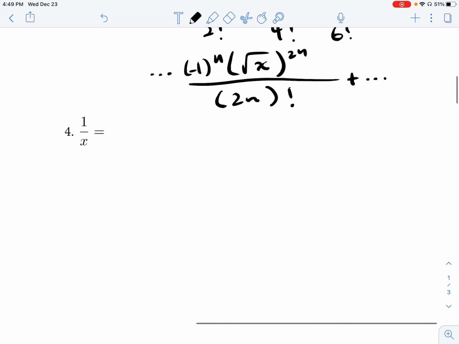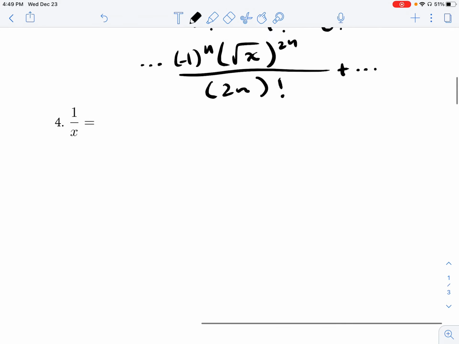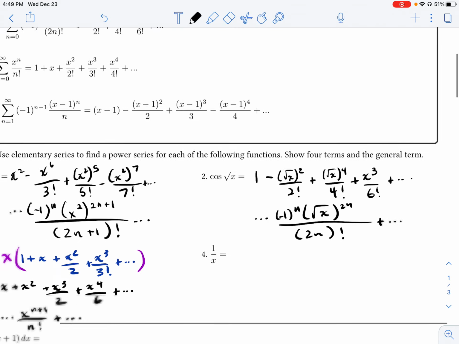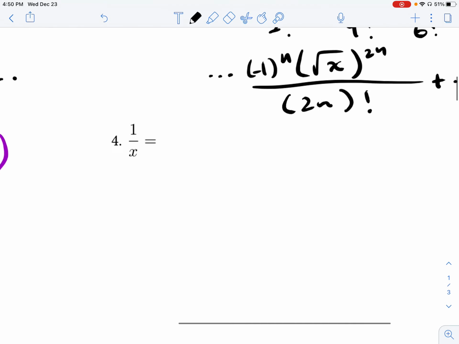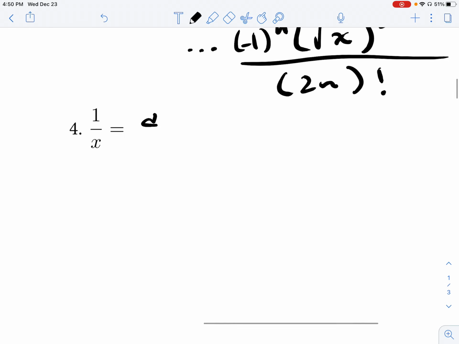What about something like number 4? Well, number 4 here, we've got 1 over x. And at first glance, you may not see how this is connected with any of these elementary power series. But if you remember, 1 over x is simply the derivative of the natural log of x. So we can say that this is equal to the derivative of the natural log of x.